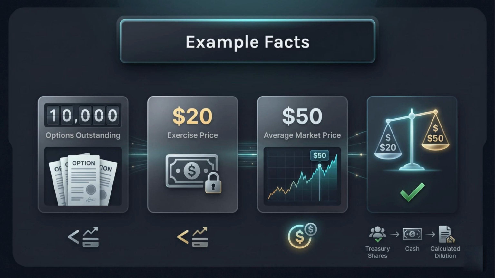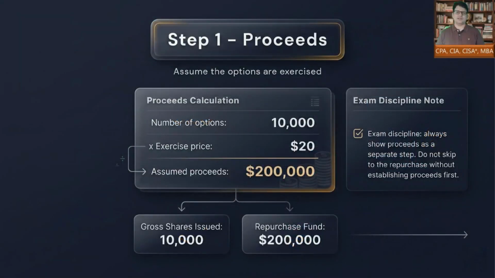The task is not to add 10,000 shares blindly. The task is to net the assumed repurchase first. Step 1 is proceeds. 10,000 options multiplied by the $20 exercise price gives assumed proceeds of $200,000. This number becomes the repurchase fund. Good exam discipline means showing this step clearly. If you jump directly to incremental shares without calculating proceeds, you increase the risk of using the wrong market price or adding the wrong share amount.